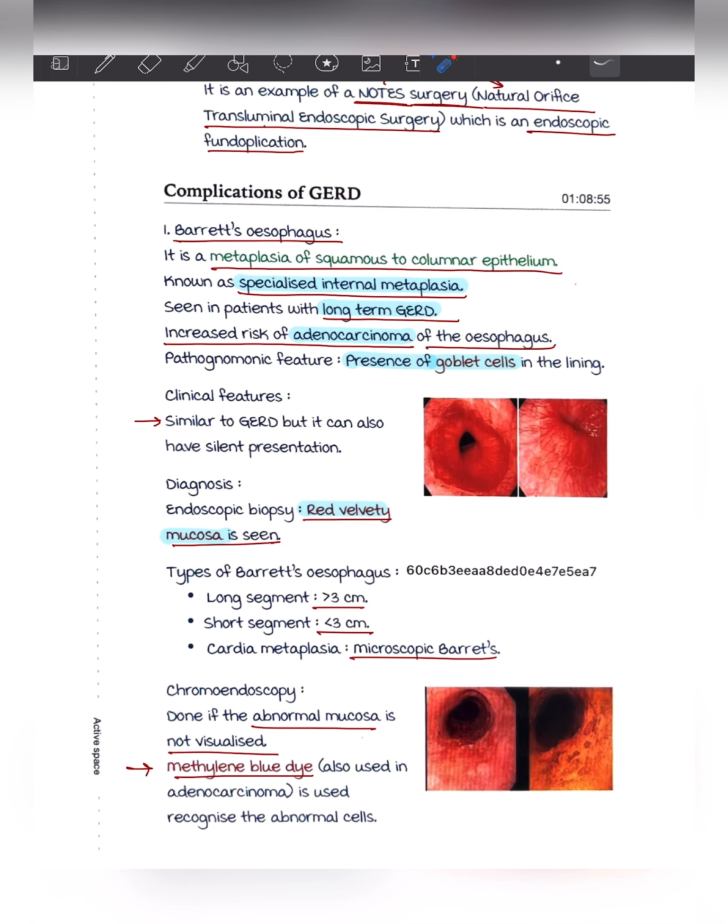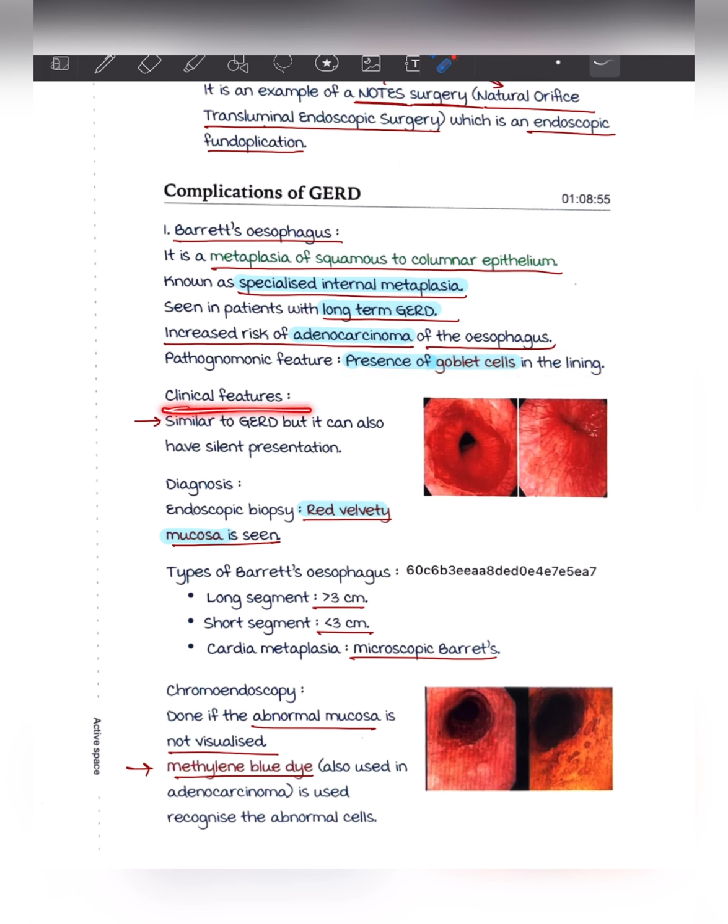Now, what are the complications of GERD? Number one is Barrett's esophagus, which I have already shown you the picture. Here also Marrow has given a beautiful picture. It is actually a metaplasia of the squamous to columnar epithelium known as specialized intestinal metaplasia. It is seen in patients with long-term GERD. It has increased chances of adenocarcinoma and there is presence of goblet cells in the lining. Presence of goblet cells is a pathognomonic feature.